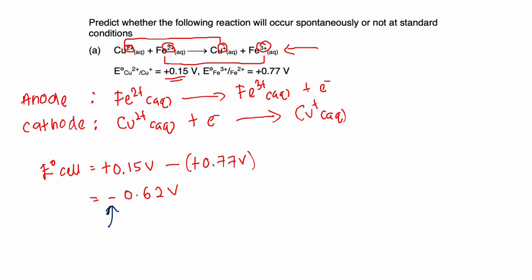Now, you have a negative answer. So when you get a negative answer, we know that this is a non-spontaneous reaction. So this reaction actually cannot happen, but you can make it happen by using an electrolytic cell, by providing electric energy to the redox reaction. But again, this is how we determine whether it is non-spontaneous or spontaneous.